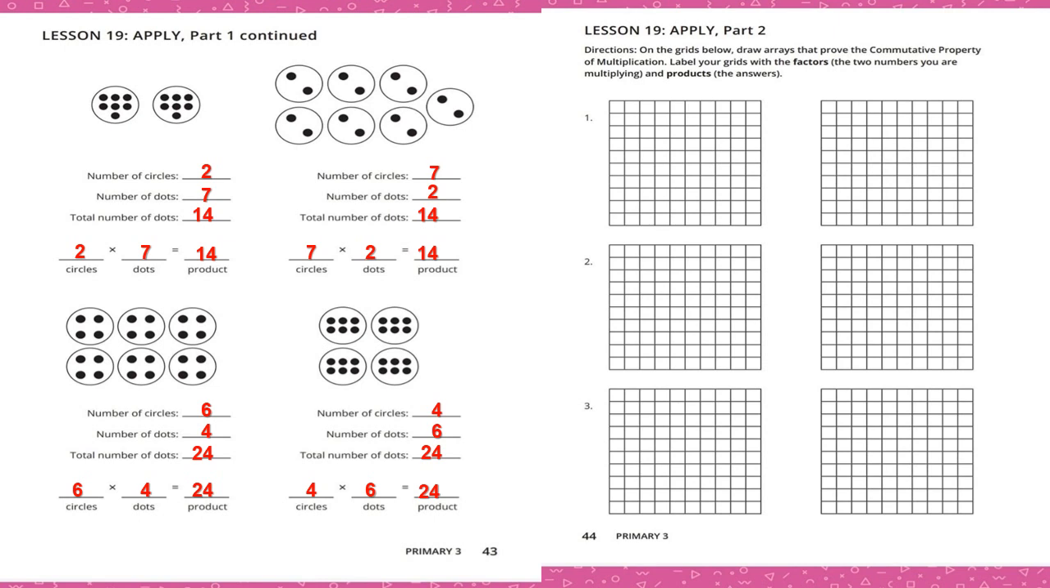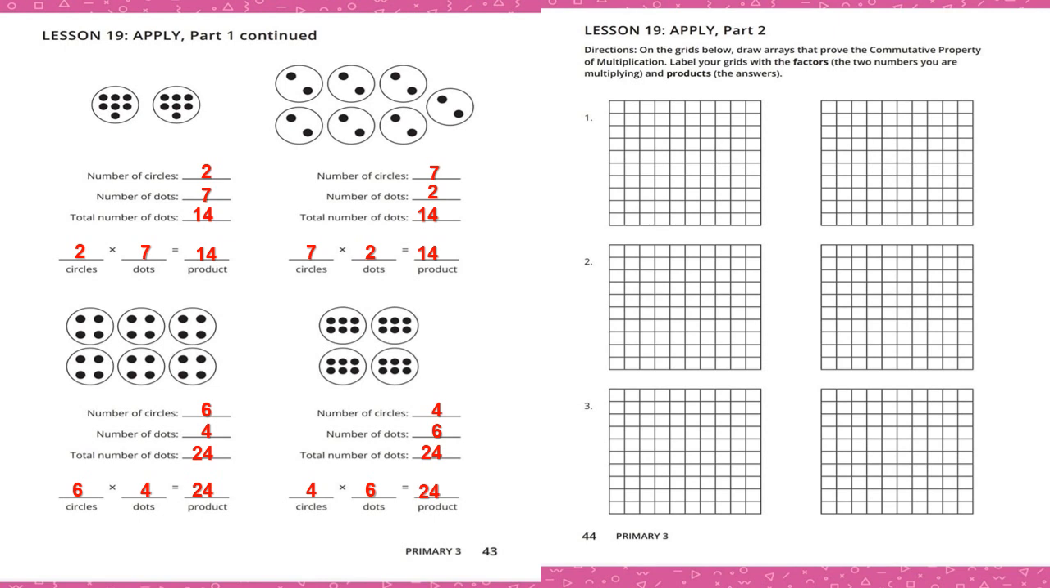The next page, part 2. On the grids below, draw arrays that prove the commutative property of multiplication. Label your grids with the factors and the products. The factors, it means the two numbers you are multiplying. Products, it means the answers.